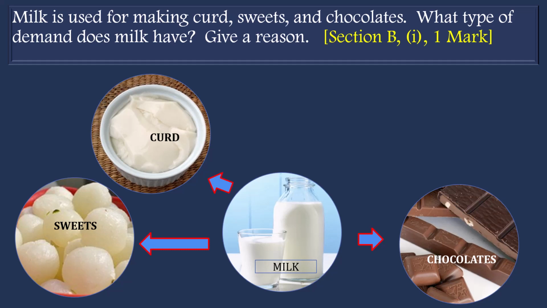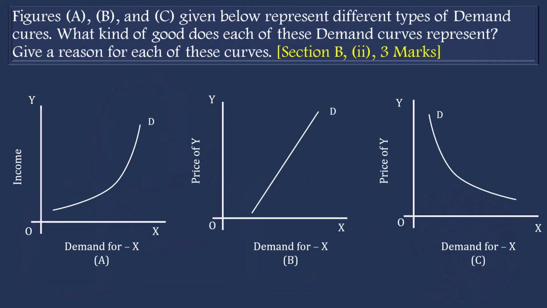For example, the demand for electricity is composite because it can be put to several uses like lighting, cooking, washing, operating fans, air conditioners, machines, locomotives, two-wheelers, four-wheelers, etc. Second question. Figures A, B and C given below represent different types of demand curves. What kind of good does each of these demand curves represent? Give a reason for each of these curves.